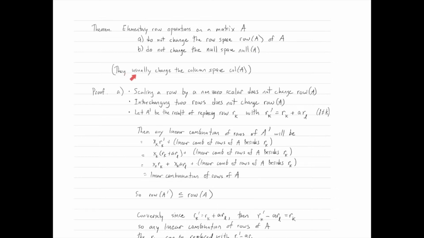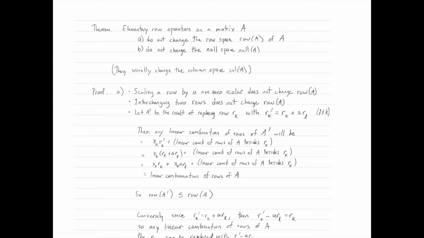As a side remark, they usually change the column space of A. So here's the proof. There are three types of elementary row operations. The first is scaling a row by a non-zero scalar, and that does not change the row space of A. Remember, the row space of A is the set of linear combinations of rows of A, and so if you scale by a certain number, you're not going to change the possible linear combinations. Similarly, interchanging two rows obviously does not change the row space of A.